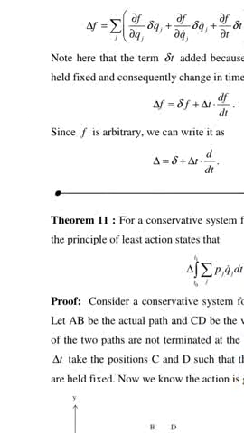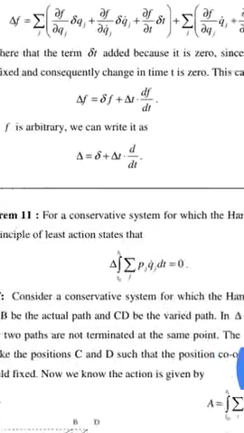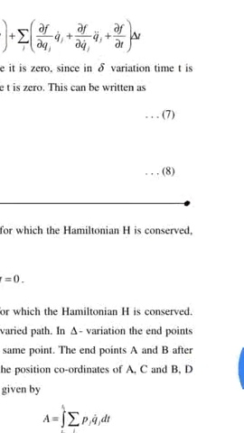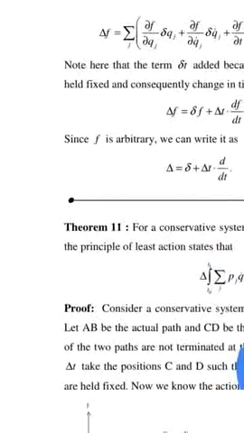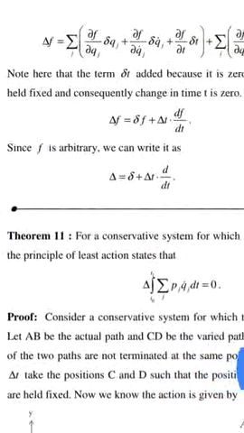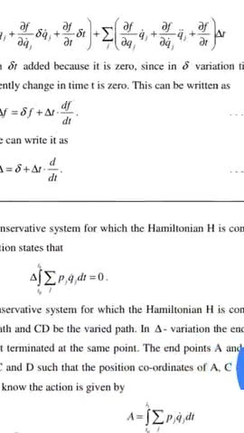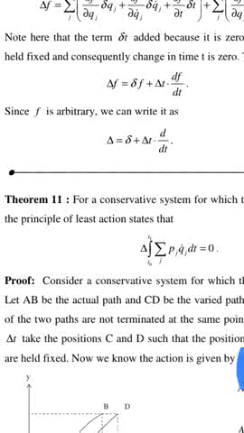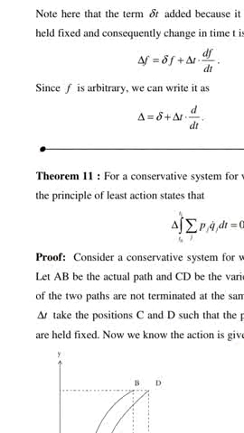Note here that the term delta t is 0, since in delta variations time t is held fixed and consequently the change in time t is 0. This can be written as del f is equal to delta f plus del t df by dt. Since f is arbitrary, we can write it as del is equal to delta plus del t d by dt.